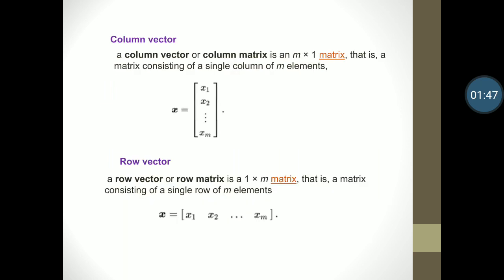Next one is column vector. A column vector or column matrix is an m into 1 matrix, that is, a matrix consisting of a single column of m elements. Here we have an example of the x vector, which is a column vector. In it there will be only one column. Similar to the column vector, we have row vectors. In it, instead of a column, we will have only one row in our matrix, so it will be known as a row vector.